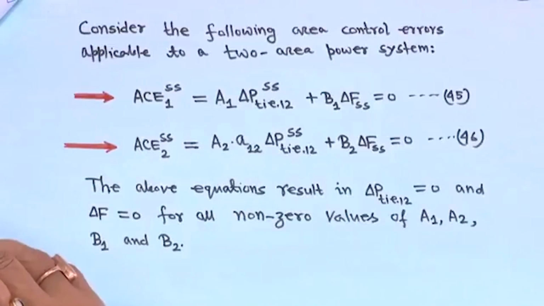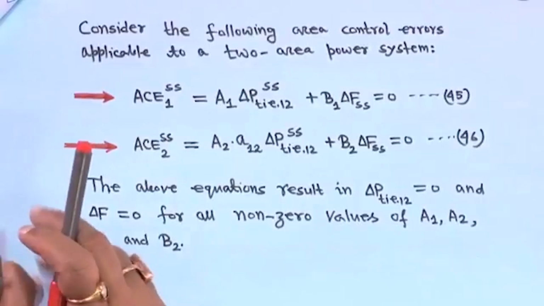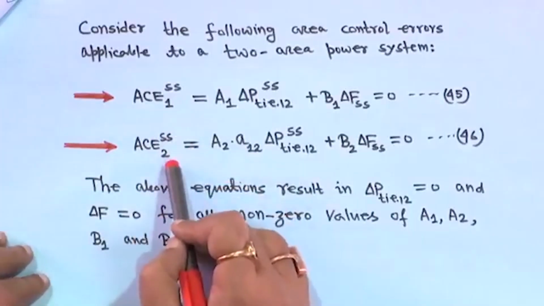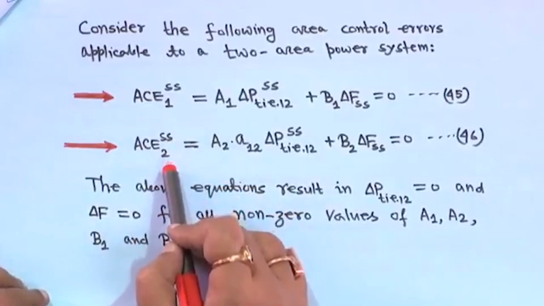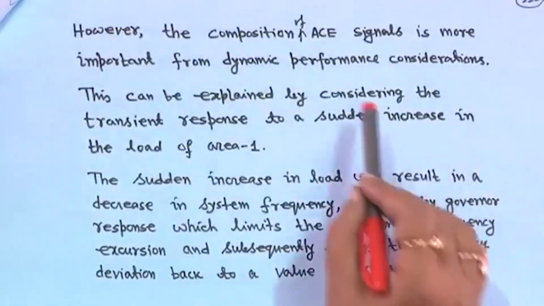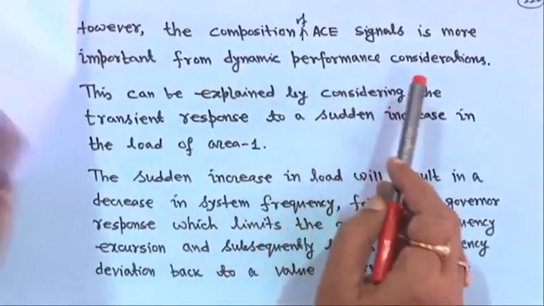and feed them as the area control error, ACE1 you can take as A1 delta P tie 1-2 plus B1 delta F. Similarly, ACE2 you can take as A2 a12 delta P tie 1-2 plus B2 delta F. If you choose some realistic values of A1, A2 and B1, B2, you will find the steady state values of ACE1 and ACE2 both will be 0. The integral control will ensure that. However, the composition of the ACE signal is more important from dynamic performance consideration.